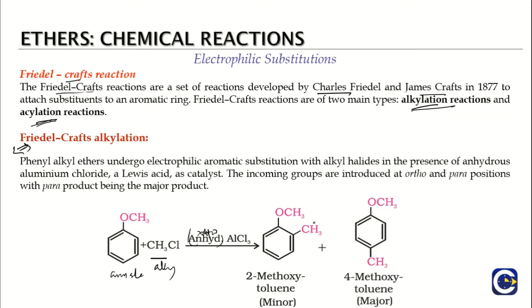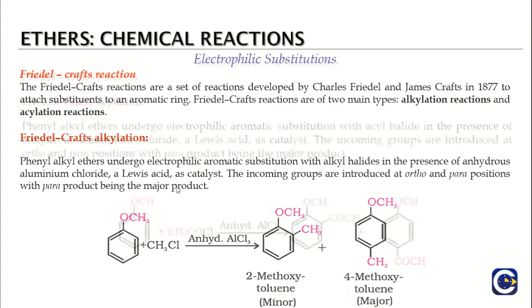We get two products. One is the ortho product and another is the para product. Again the para product is the major one and the ortho product is the minor one. Reasons being the same. There is a steric hindrance. Bulkiness of these groups prevents the formation of ortho product in excess. In this reaction we have CH3 positive. This is the electrophile that attacks the benzene ring. This is the electrophile that is generated in this reaction. So this is Friedel-Crafts alkylation reaction.